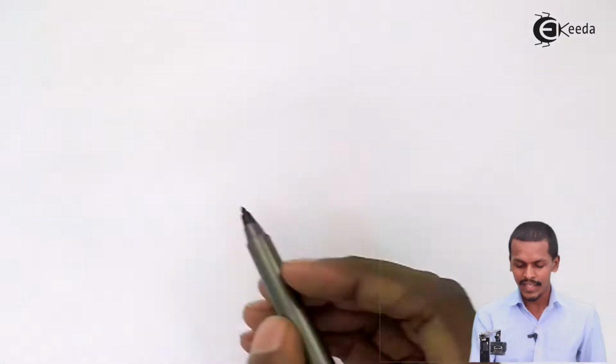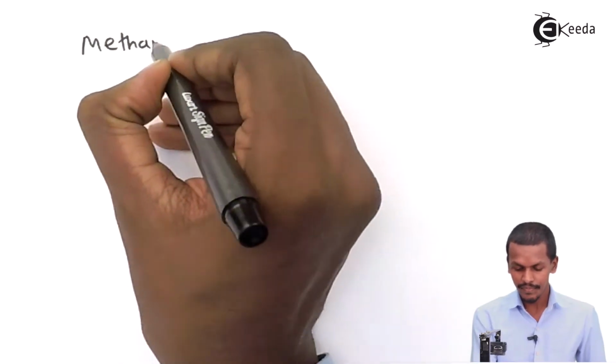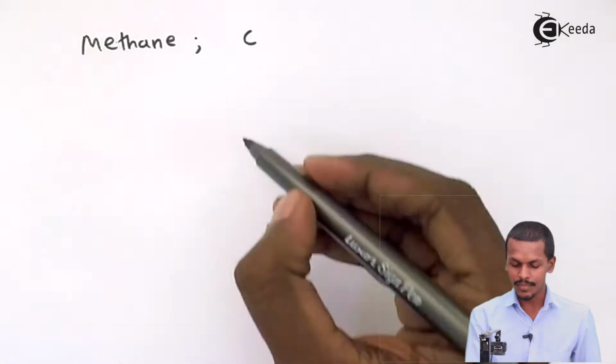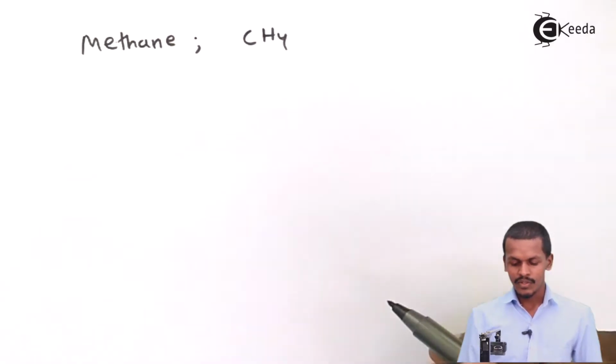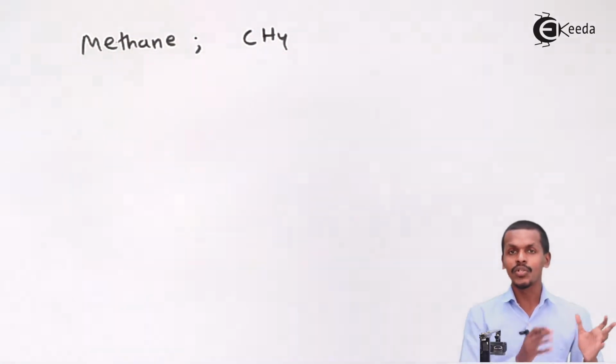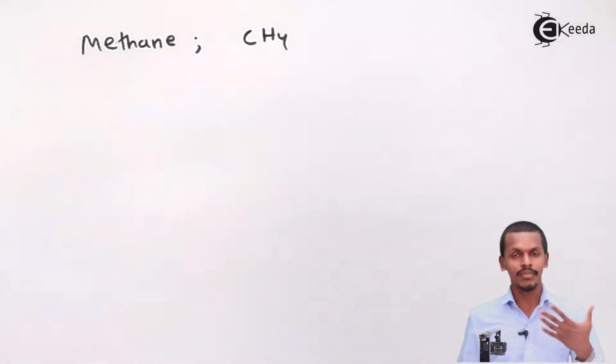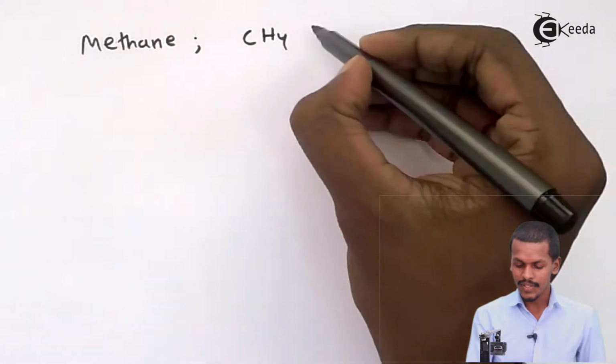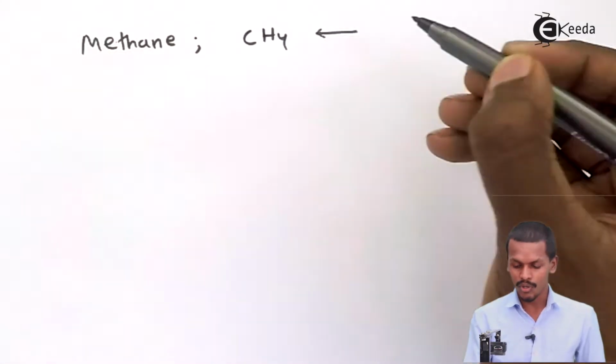So for example, if I take methane. Methane is the one which consists of 1 carbon atom and 4 hydrogen atoms. So this gives us the exact detail of how much carbon and how many atoms of hydrogen are present. So therefore I can easily say that this is basically the molecular formula.